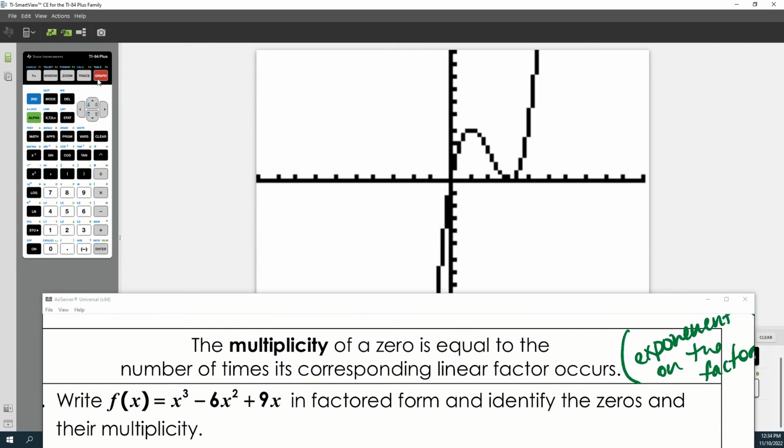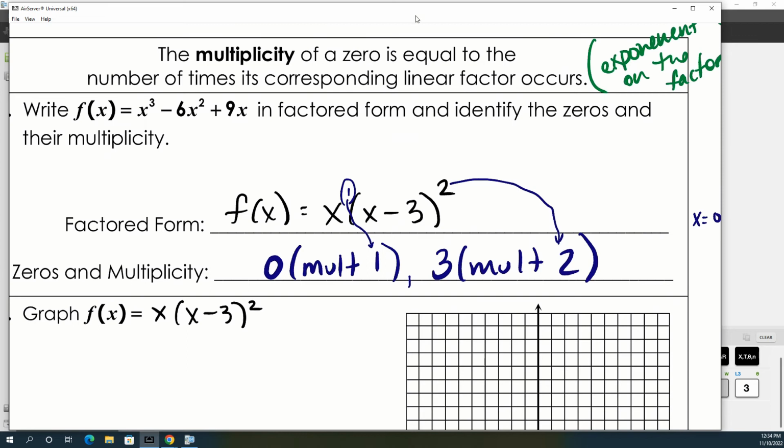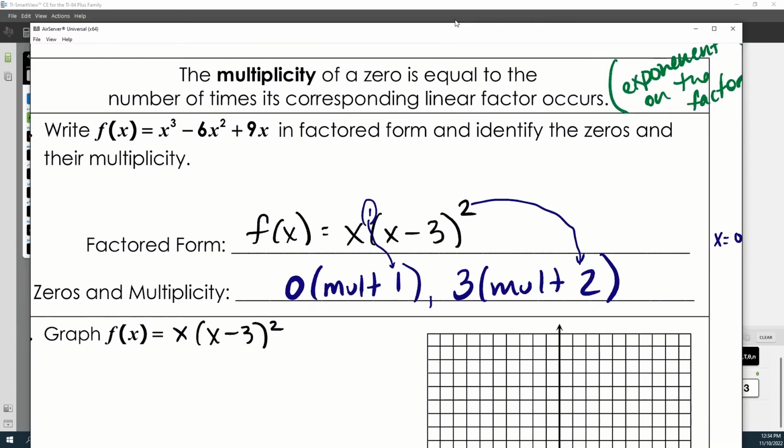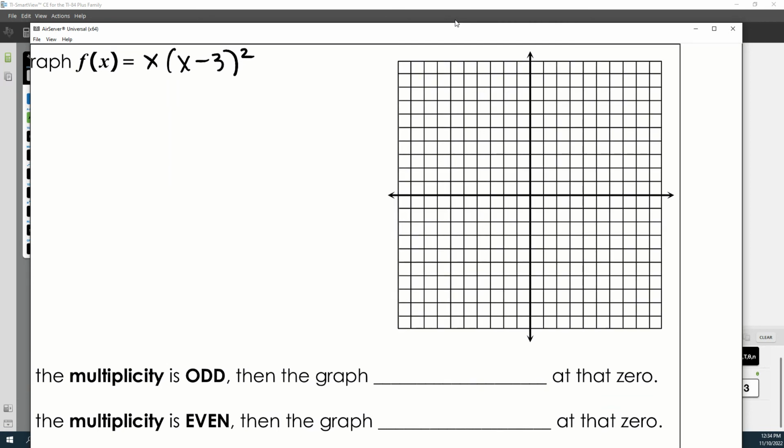All right, so I'm going to just sketch that for a second. But if you notice, it goes all the way through at 0, which is good because we said 0 is a 0. And then at 3, it bounces. Like it touches at 3 and then goes back in the other direction.